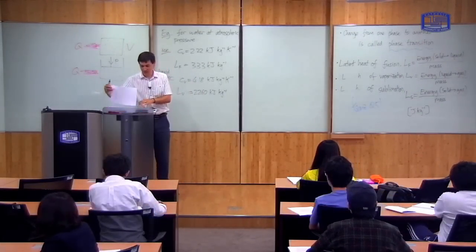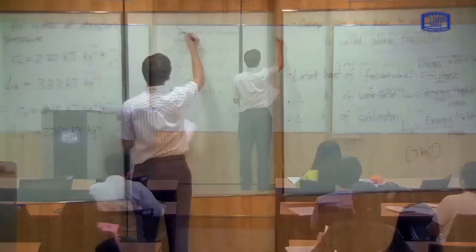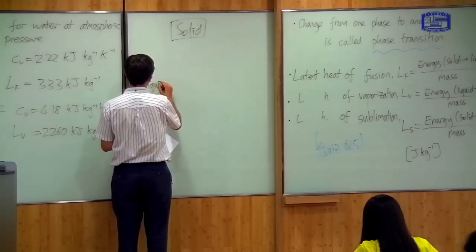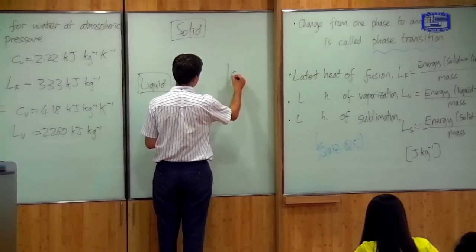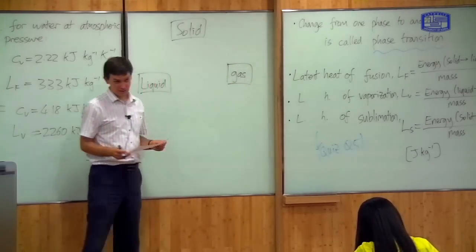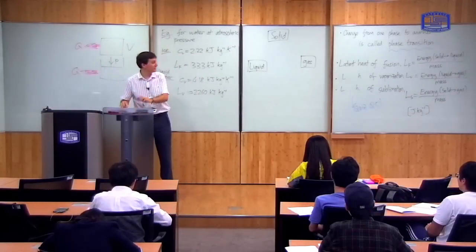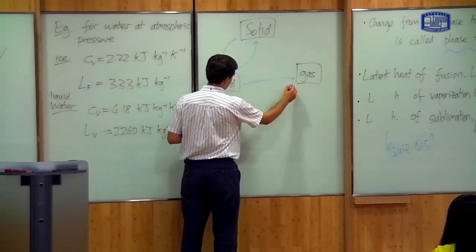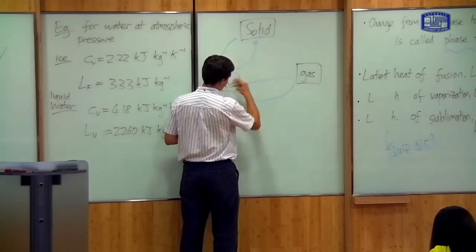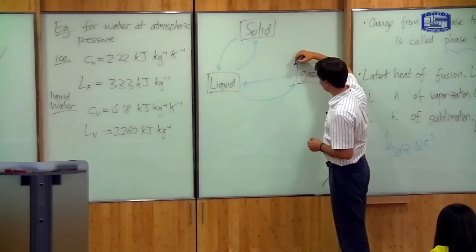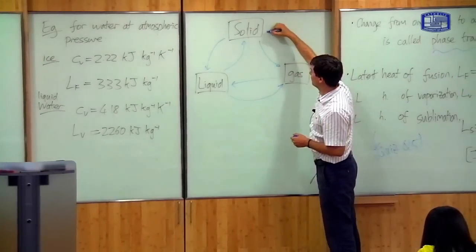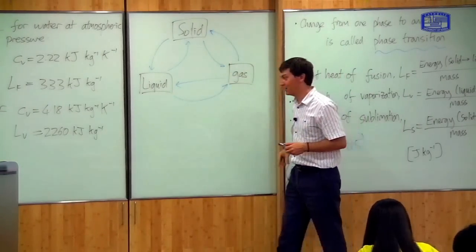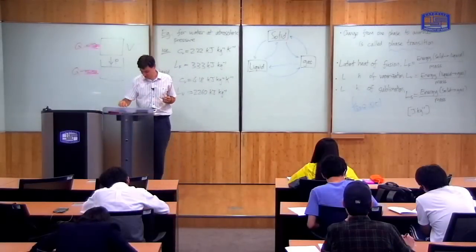Just before we finish, I want to give you some terminology. So I said there are three phases, which is solid, liquid, and gas. And it's possible, depending upon your temperature and pressure, to go between any of these phases in any way. So you can go this way or that way, and you can go this way or that way. And each of these processes has a different name, which it may be useful to know, so I'll give you the terminology.